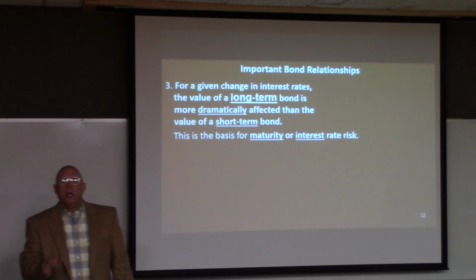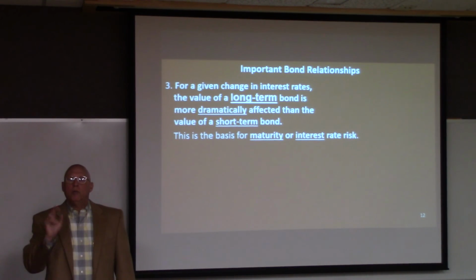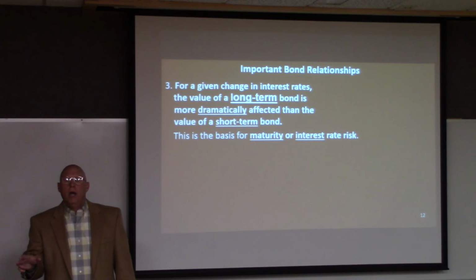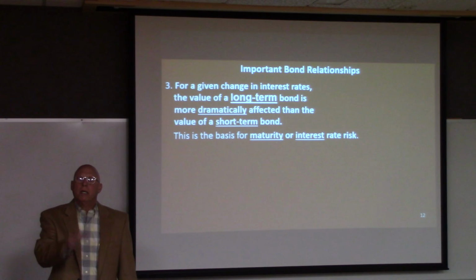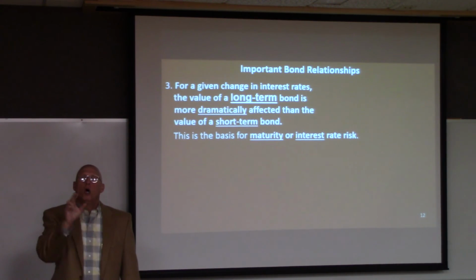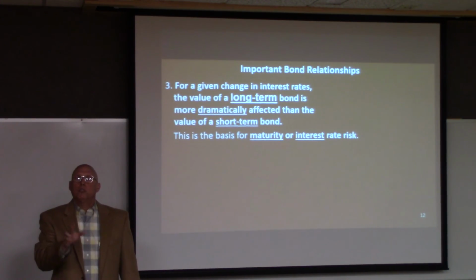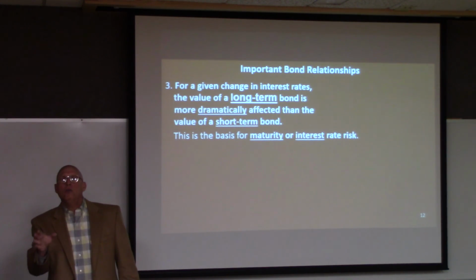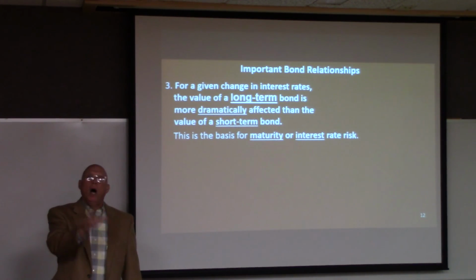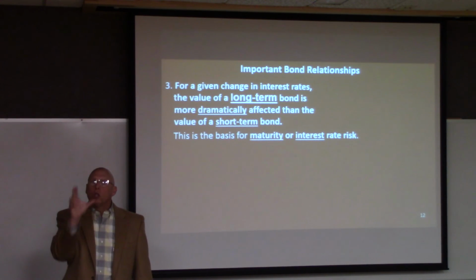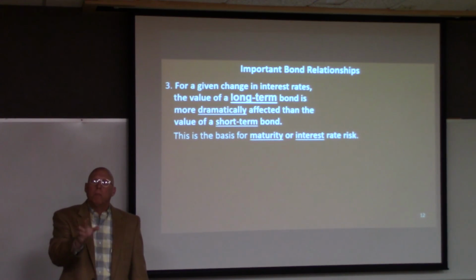So if you think that interest rates are going to go up, then you think that bond prices are going to go down. And you don't want to own a long-term bond. You'd rather own a short-term bond because the price of a short-term bond will go down by less than the price of a long-term bond. On the flip side, if you think interest rates are going to go down, then you think that bond prices will go up. And you want to own long-term bonds because the price on your long-term bond will go up by more than the price on a short-term bond.